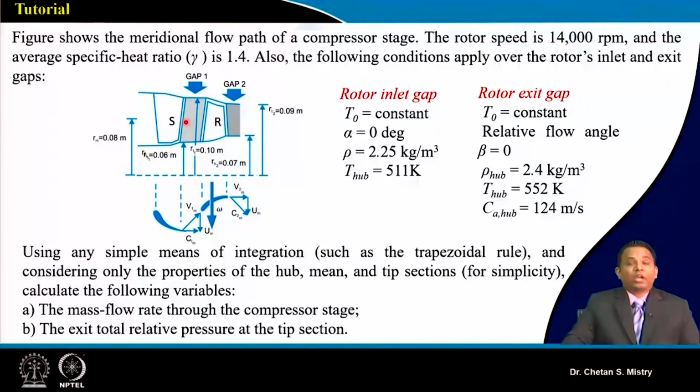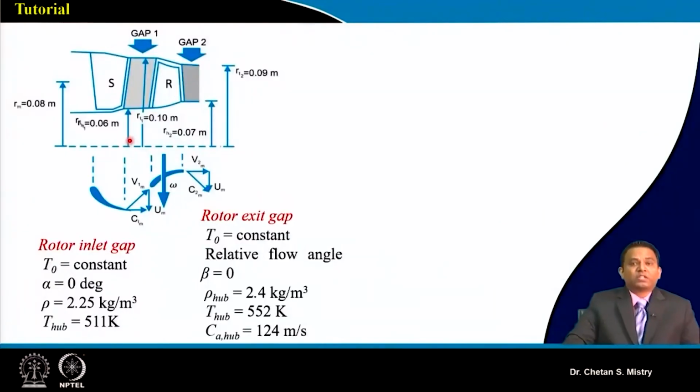So just look at this: this is our stage, and this is the information that is given to us. Let's try to solve this numerical. This is all the data that is given to us. It says my hub radius is 0.06 meter, my mean radius is 0.08 meter, and we have our tip radius as 0.09 meter.